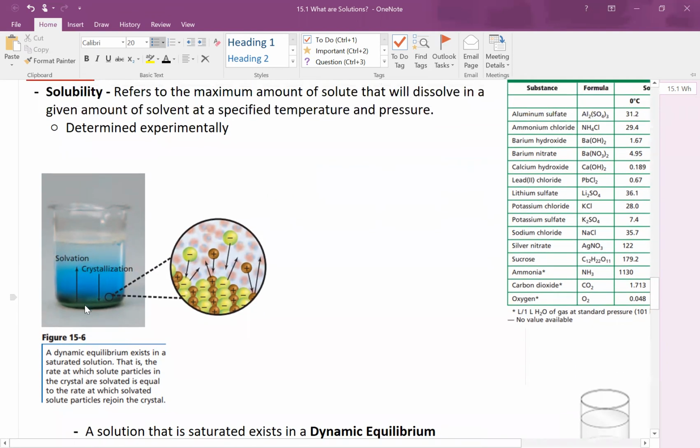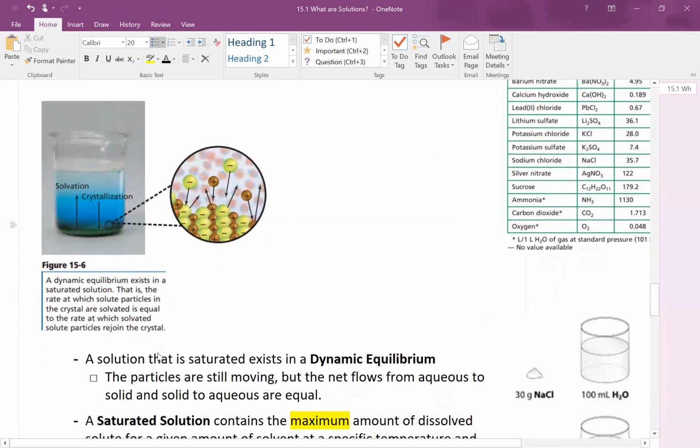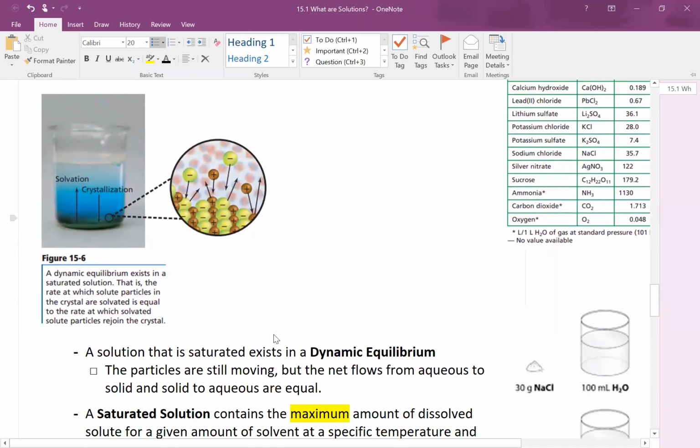When we have a solid in a saturated solution, and this is an example here, we have some crystals at the bottom, we have some dissolved, that crystal dissolved in the solution above, there exists what's called a dynamic equilibrium between the solid and the dissolved solution. And I have that pictured here. A dynamic equilibrium means that the particles are still moving.